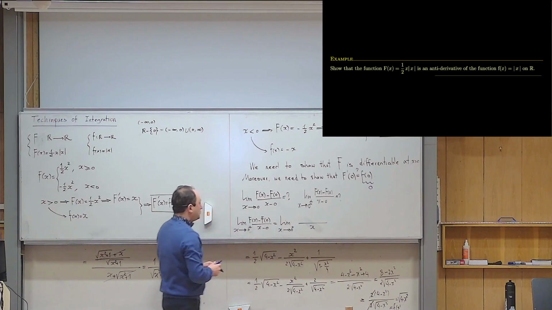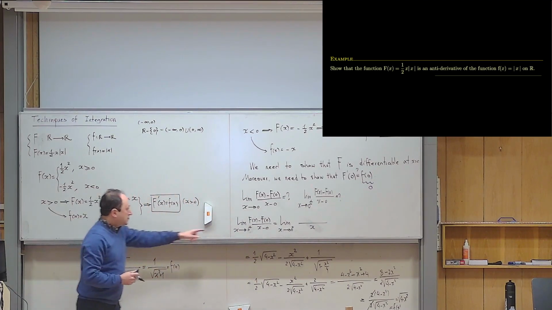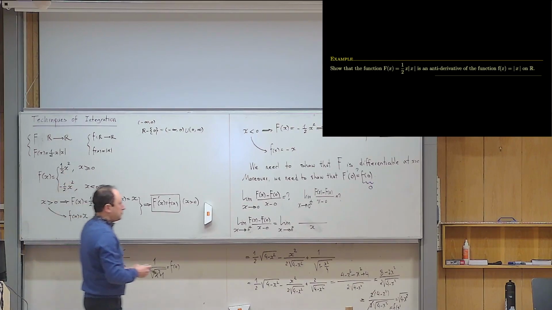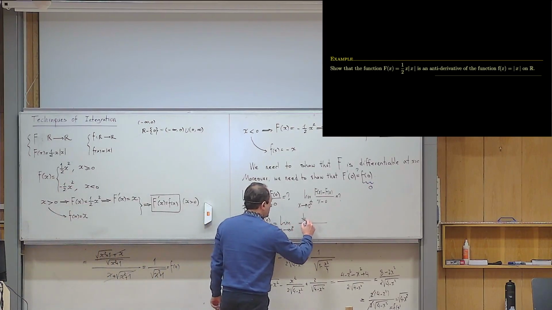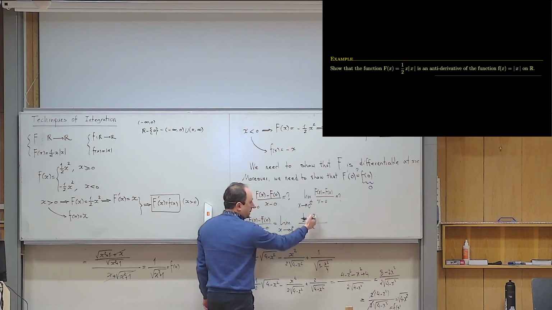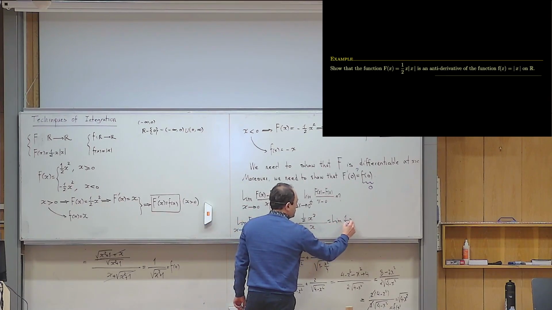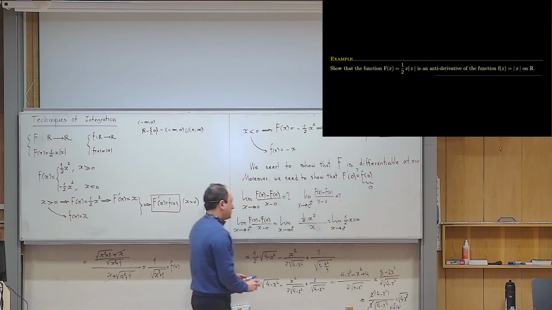But which one do I use for f of x? Because x approaches 0 from above, I have to use this rule. So this becomes 1 over 2x squared. And then 1x and 1x are cancelled. So this is the limit of 1 over 2x as x goes to 0 from the right, and then you know that the limit is 0.